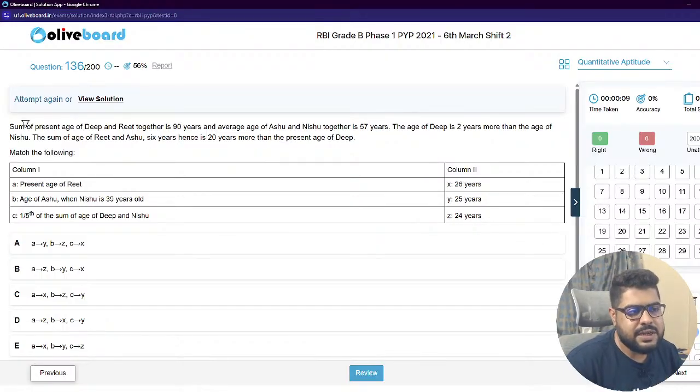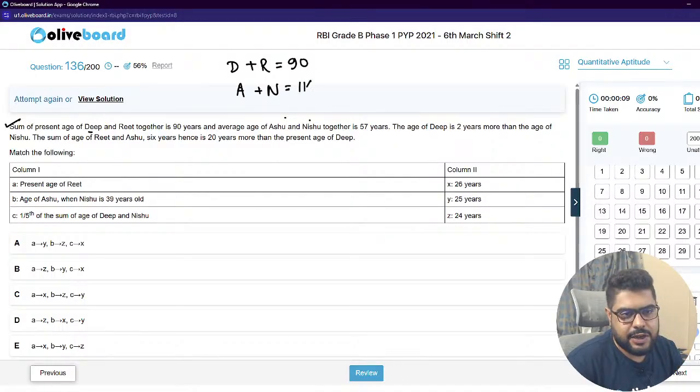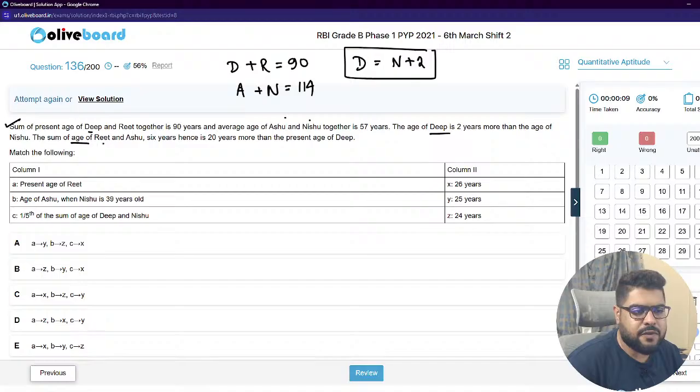चलो, लिखो इसको. Sum of the present ages of Deep and Reet. चलो, Deep plus Reet. In these situations, if you see there are so many values, just put them down in the form of equations. Average age of Ashu and Nishu together. Ashu plus Nishu, 57, so total is 114. Age of Deep is 2 years more than Nishu, so N plus 2, sir. Now, the sum of ages of Reet and Ashu, so Reet plus Ashu.